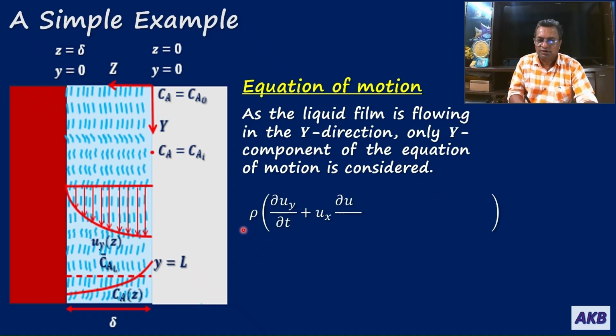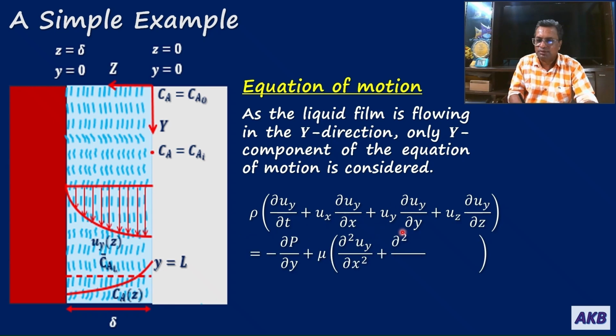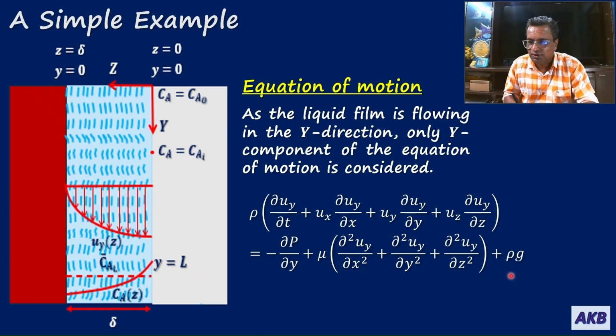It is given like this: ρ into ∂uy/∂t plus ux into ∂uy/∂x plus uy into ∂uy/∂y plus uz into ∂uy/∂z, that is equal to minus ∂p/∂y plus μ into ∂²uy/∂x² plus ∂²uy/∂y² plus ∂²uy/∂z² plus ρ into g. So this is the y component of equation of motion. And why are we just considering the y component? Because in this case flow is in the y direction. Let us continue with this.